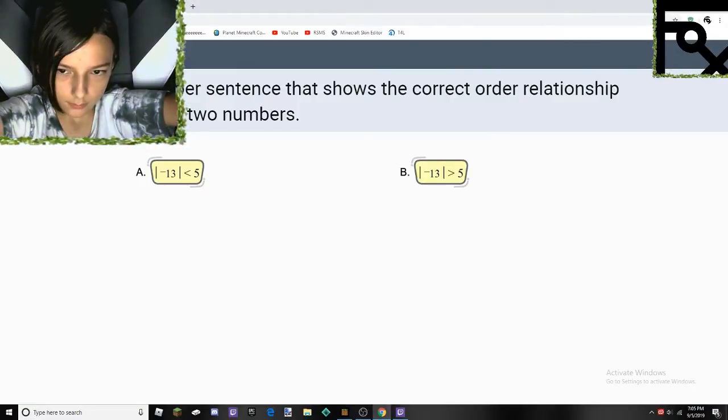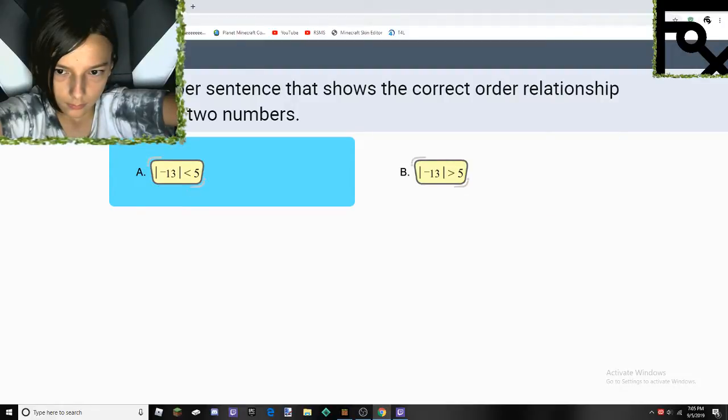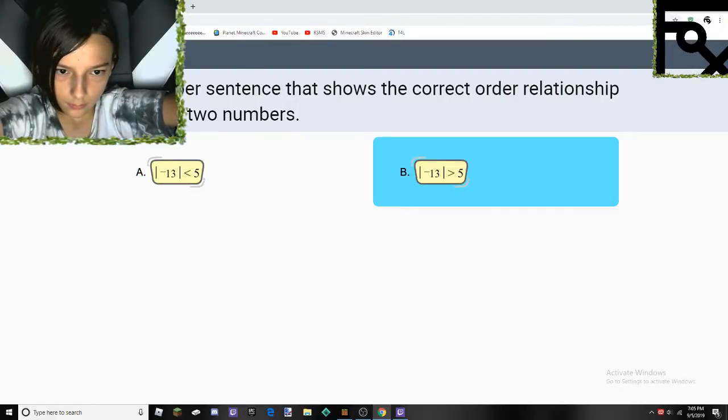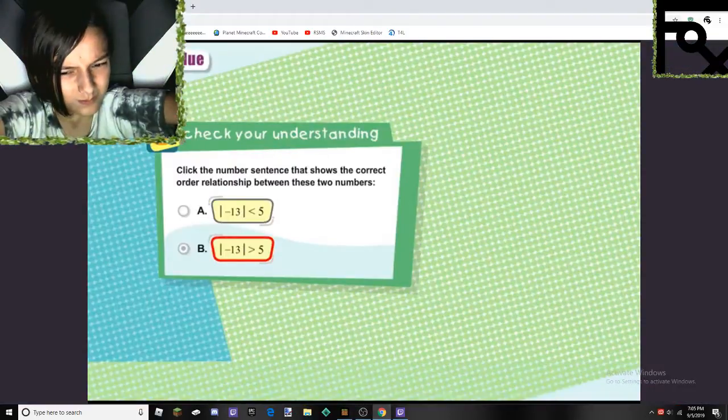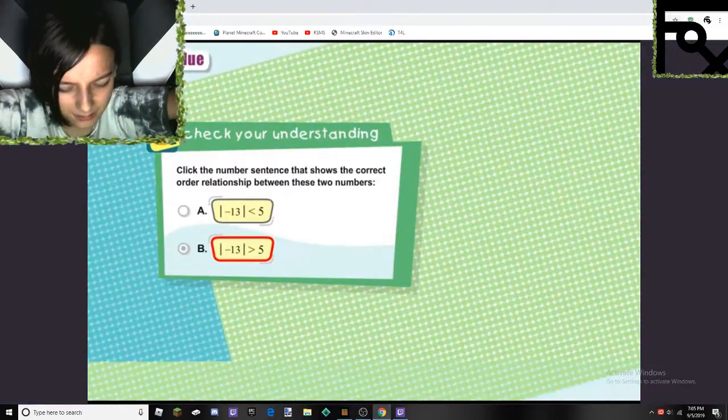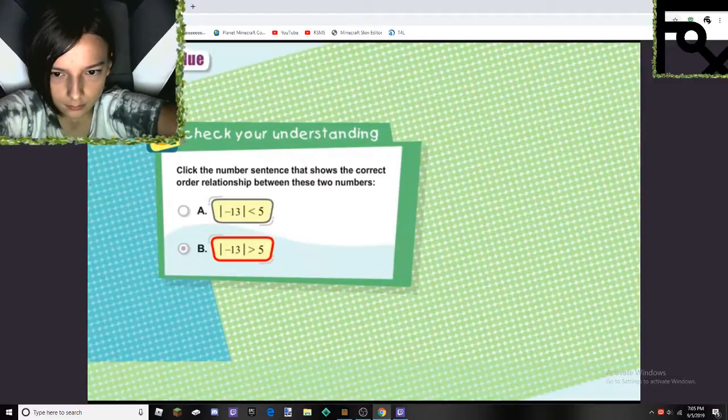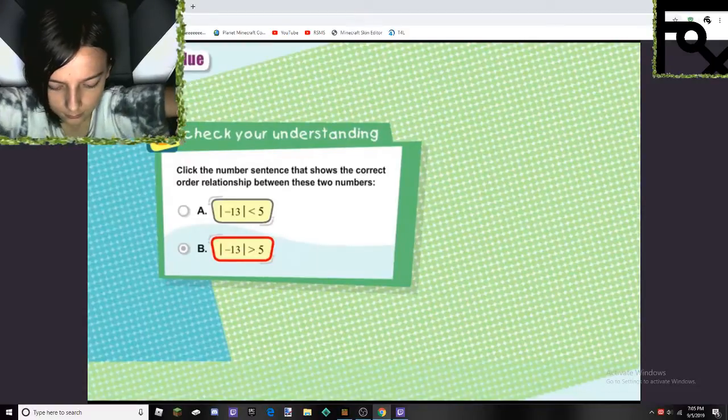Click the number sentence that shows the correct order relationship between these two numbers. The absolute value of -13 is 13, and 13 is greater than 5. So, the absolute value of -13 is greater than 5.